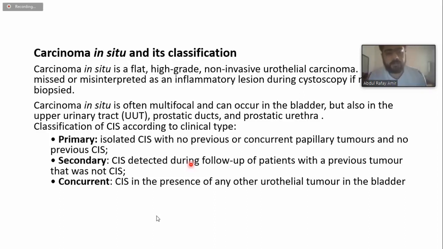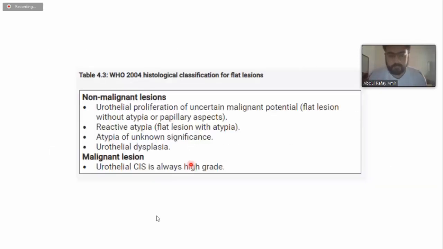It's either primary, secondary, or concurrent. In primary, there's an isolated CIS with no previous or concurrent papillary tumor and no previous CIS. Secondary CIS is detected during follow-up of a patient with a previous tumor that was not CIS. And concurrent is CIS in the presence of any other urothelial tumor in the bladder. So these are some of the WHO histological classifications of flat tumor.